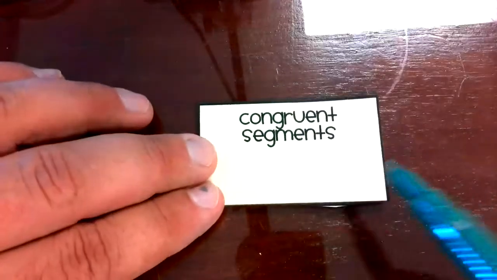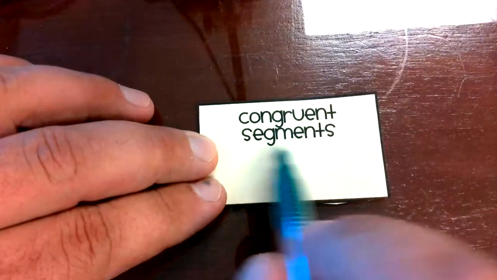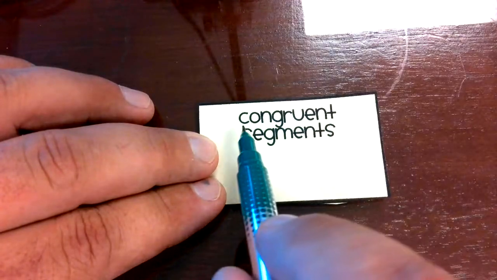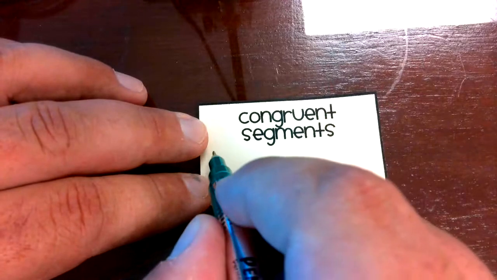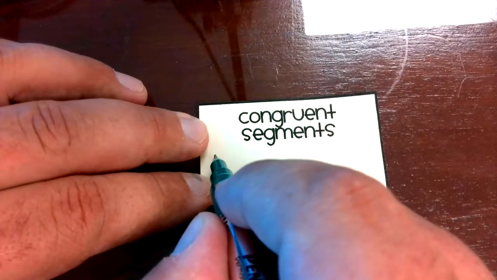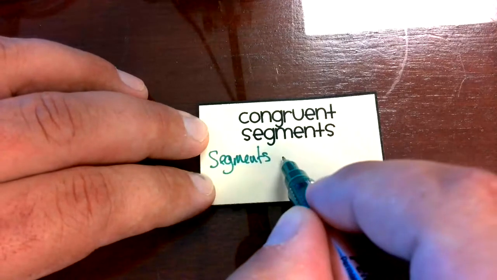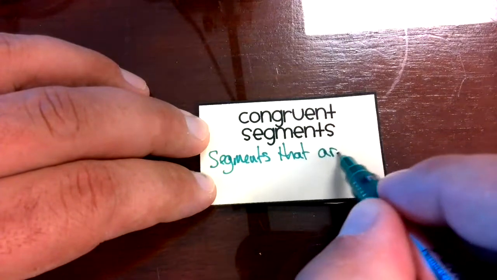Okay, we're going to start with congruent segments. Congruent segments, well, we remember segments are just part of a line. And this congruent, what you guys will think of is it's kind of like equal to, but it's a little bit different. And so we get congruent segments are segments that are the same length.